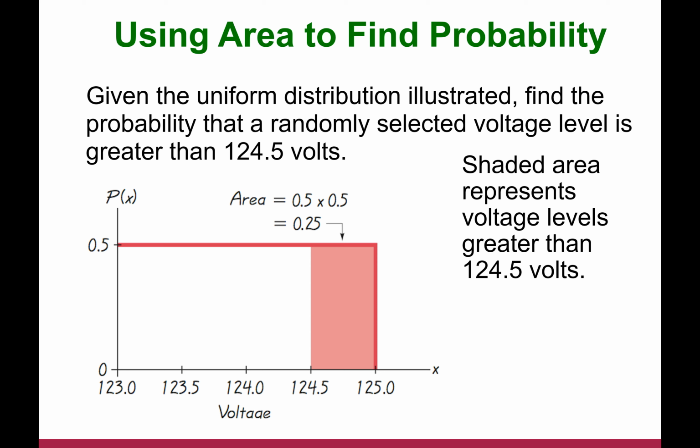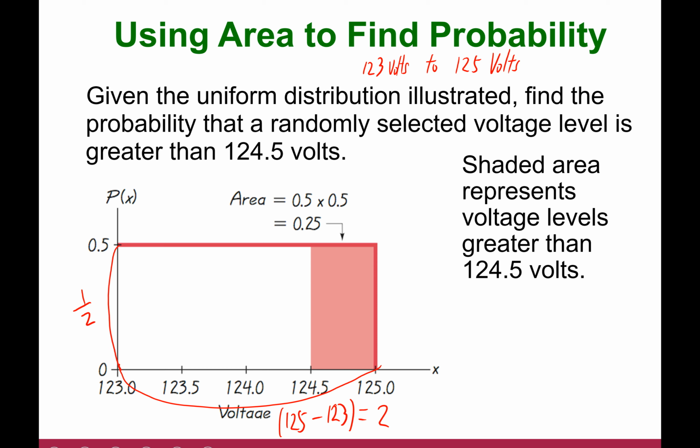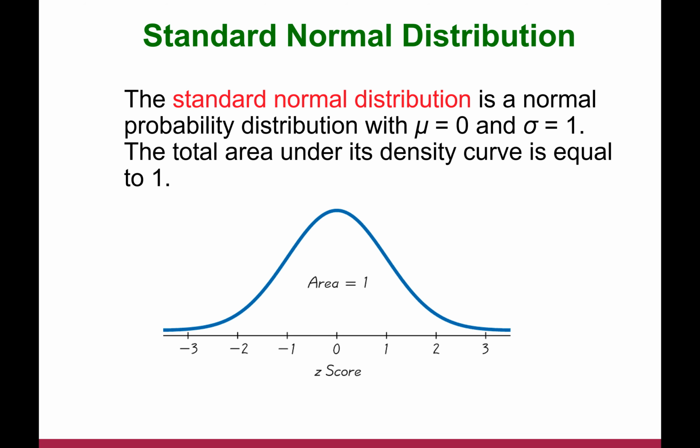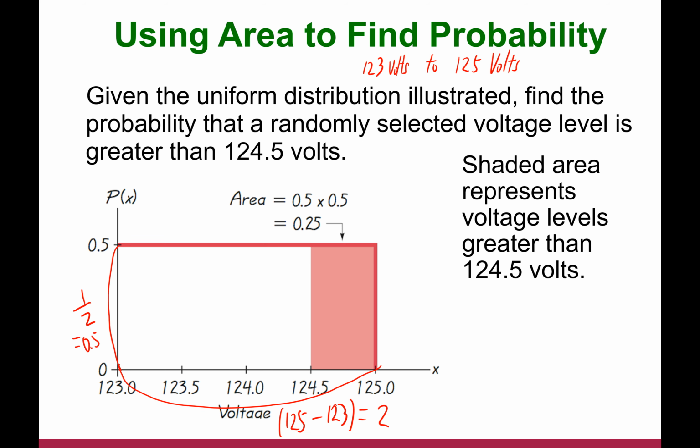As you can see, this is a uniform distribution between 123 volts to 125 volts. That means the base here is equal to 2. It's 125 minus 123, that's equal to 2. Since the base is 2 and the total area equals 1, the height must be a half. This is the height. Height is probability, a half is 0.5. So that's why the height is 0.5.